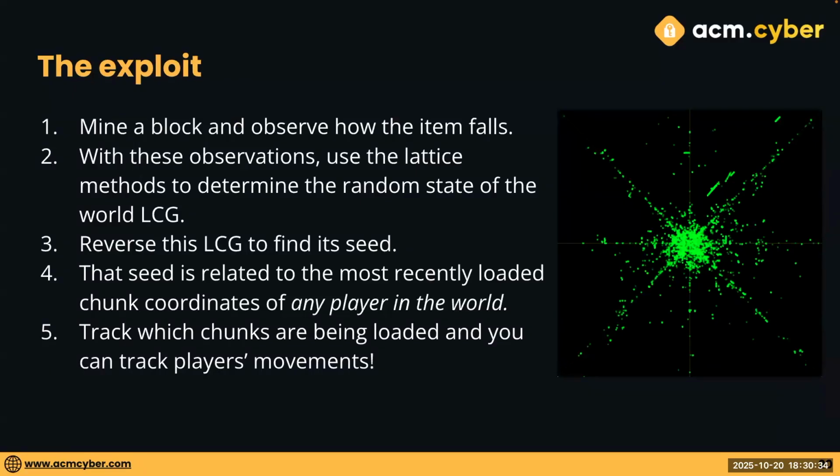So yeah, the exploit works by you first mine a block, observe how the item falls, use these observations to create lattice inequalities on the LCG, the world LCG. You can find the state of the world LCG, go backwards some amount of steps to find what the seed of the LCG is, and that seed is a function of the location of a different player on the server. Now, this is actually really complicated, how to reverse that function, but I won't get into that. But you can reverse that function. So now you can basically track which chunks are being loaded by other players in real time in your world just by mining some random block anywhere.